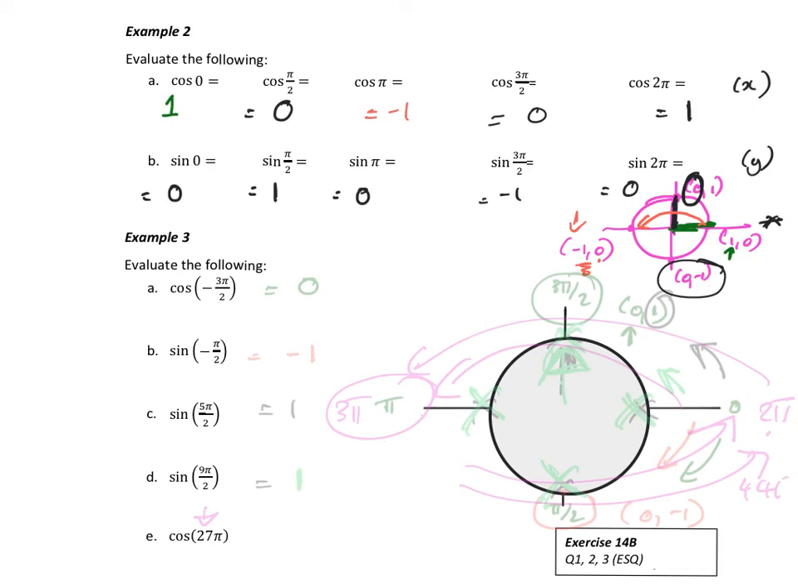And what is the coordinate there? It is when x is minus 1, y is 0. We are looking for the cos of that angle. So we want the x ordinate, and therefore in this case it is minus 1.